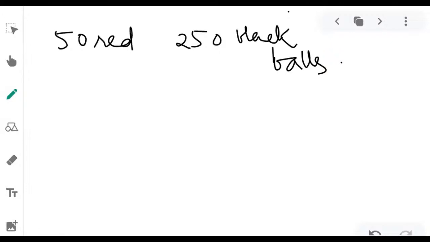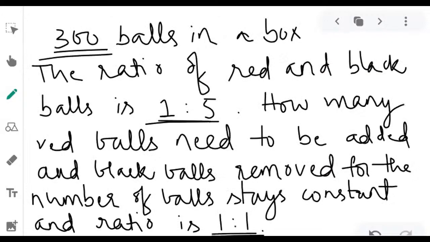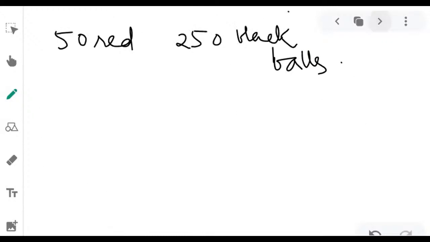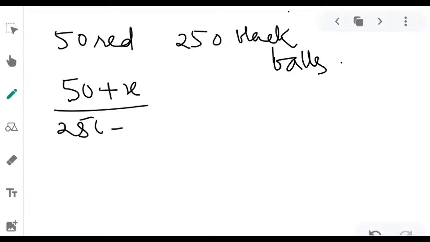One thing we have to realize in this is that he's asking that my total number of balls stays constant. So however many balls we increase in this will decrease in that. So my condition will be 50 plus x by 250 minus x, so that this becomes 1 by 1. Right? So again, cross multiplication.